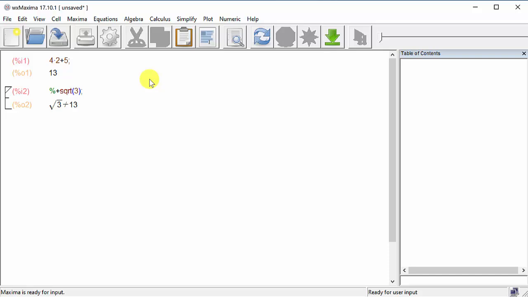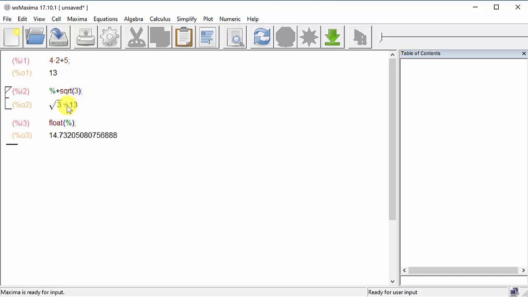All right. That's technically what it is. But if we want a decimal answer, we can type float, parentheses, and we want the decimal answer to this square root of 3 plus 13. That's the last output. So we'll put percent. That's going to recall that last output. We put a semicolon and hit shift, enter. And there you have it.